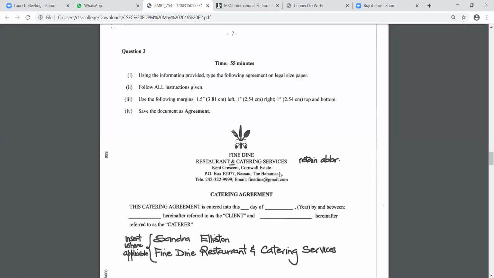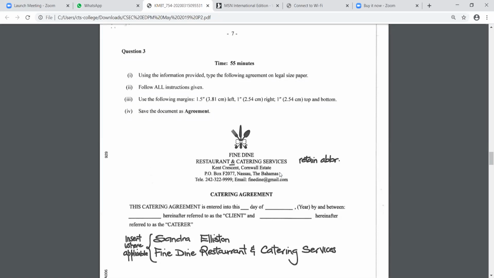Okay, so this catering agreement is entered into this. You draw your underline, day of, draw your underline again. Remember, after a comma, there is one space. By and between. Before you put that line, there is a note at the bottom, and that note is telling you that you have to insert where applicable.